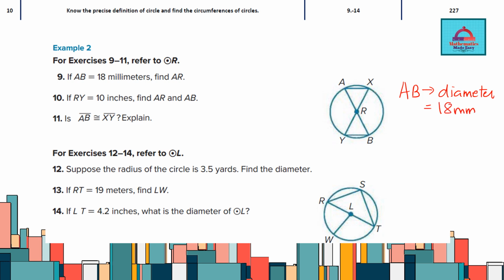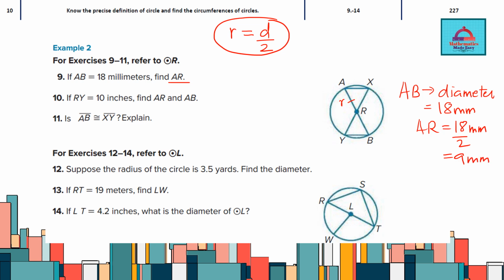You have to find AR. Now AR, if you see, is nothing but the radius. So we are going to use the formula radius is equal to diameter divided by 2. Remember, radius is smaller than the diameter. So I'm going to get AR is equal to 18 divided by 2 millimeters. That's 9 millimeters. So the answer here is 9.